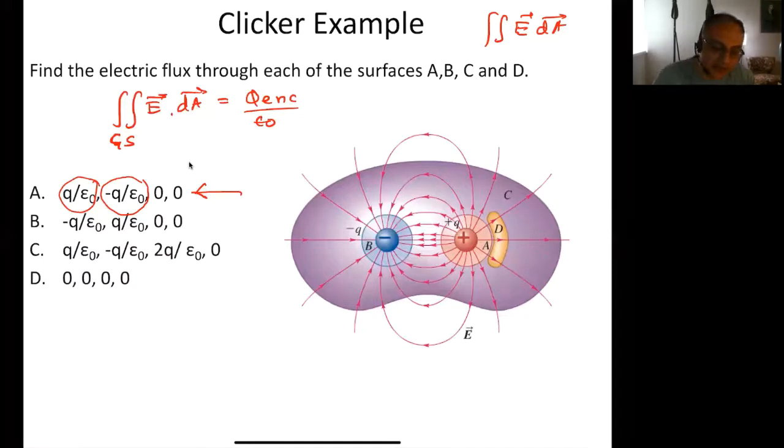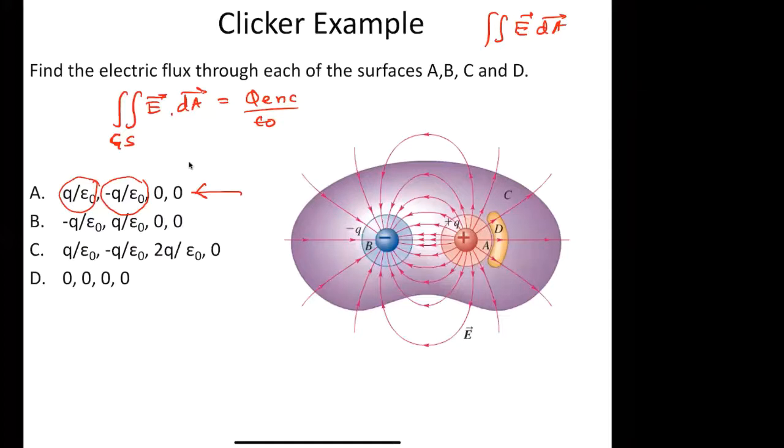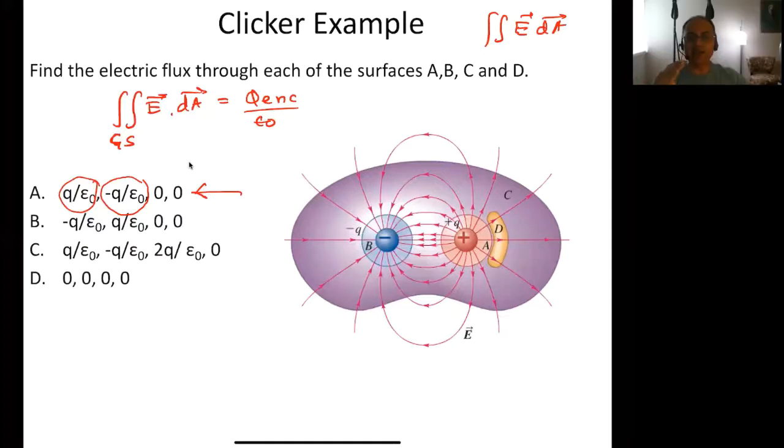And what about surface C? What is the total charge enclosed by surface C? Anyone? Surface C is the big surface. 0. 0, because there is a plus Q and a minus Q, right? So the total charge enclosed by surface C is 0. And what about the total charge enclosed by surface D? That is also 0 because there is no charge inside surface D. And so the flux over surface D is going to be 0.